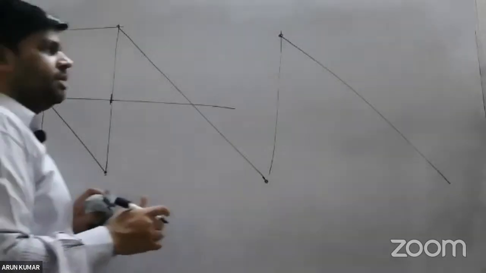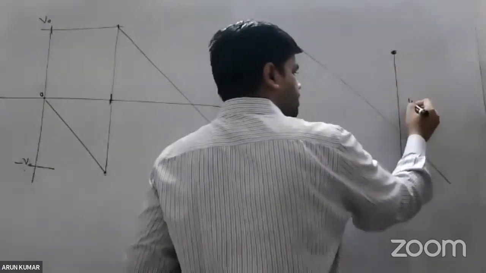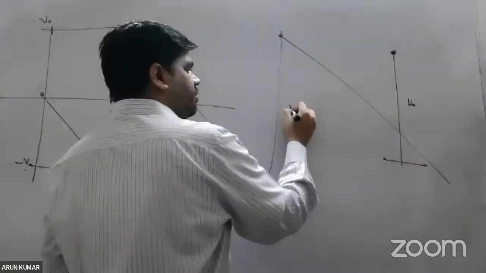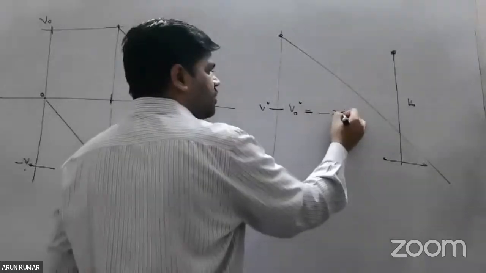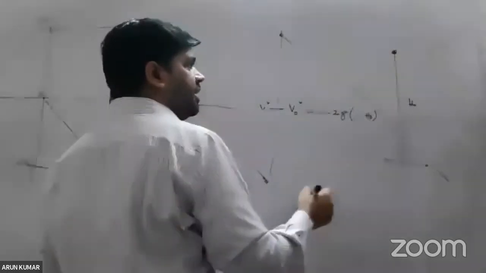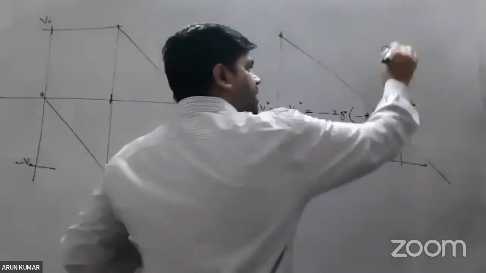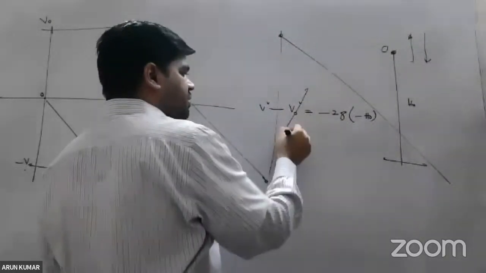So what is V naught here? If I drop a particle from height h, I'll have V square minus V naught square is equal to minus 2g into minus h. Why am I taking negative as h? H is negative, this is my origin. Upward is taken as positive, downward is negative. The particle is dropped, so initial velocity is 0.